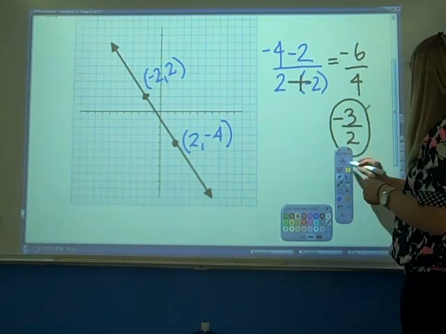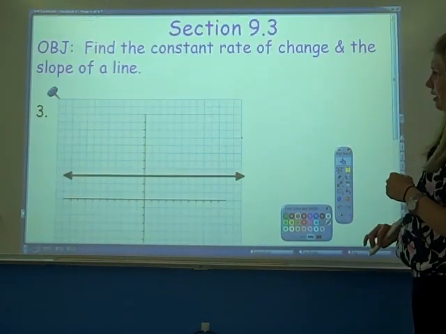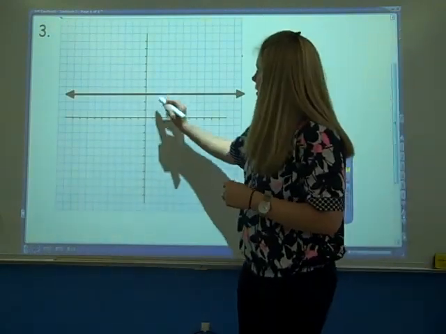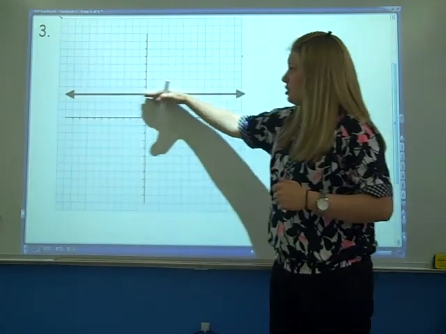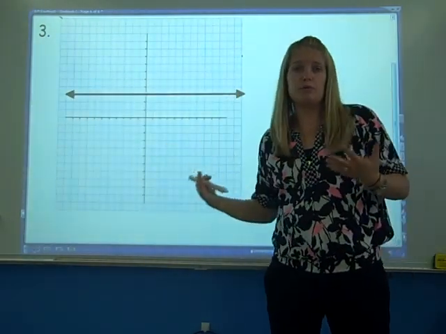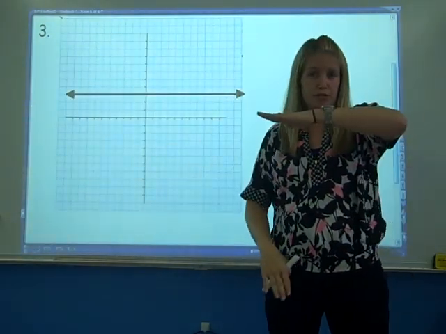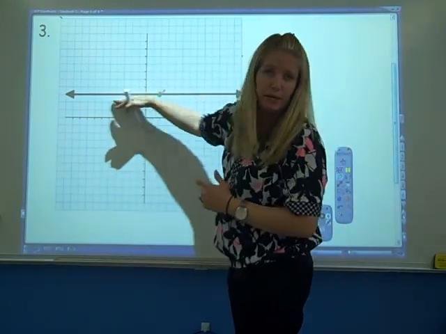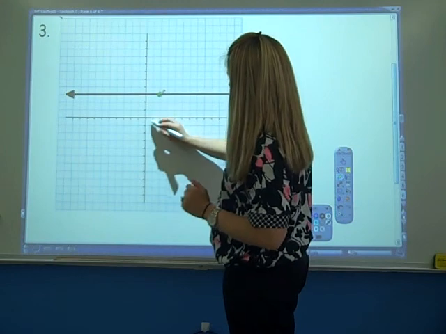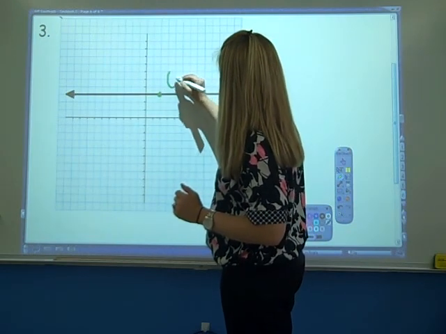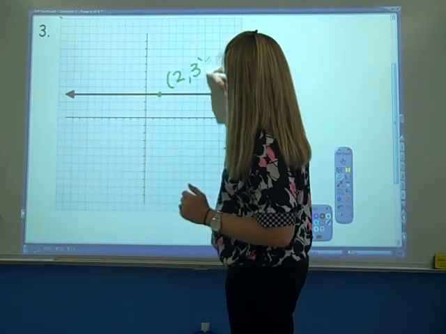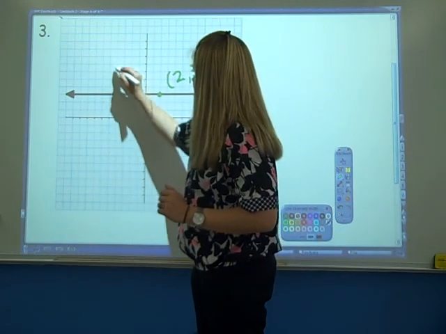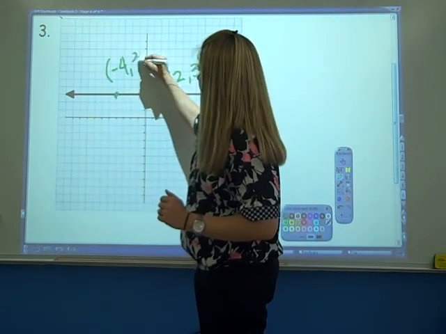Okay, let's try another one, number 3. And then I think I'm going to stop for today. Okay, you should kind of know just by looking at it what it is. We just talked about it, this zero slope, cross-country skiing. But let's prove it. Any 2 points you pick on the line should have that slope. This is 2, 3. And then I'll choose this one. This is -4, 3.